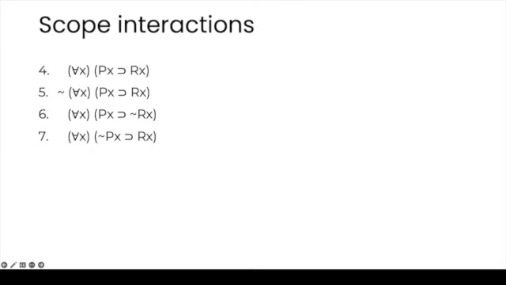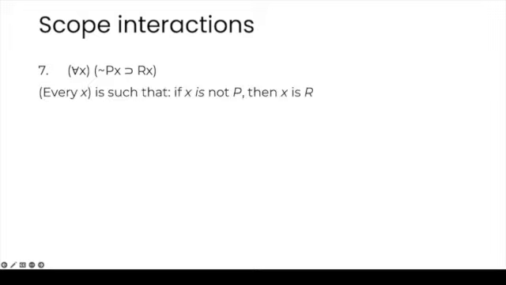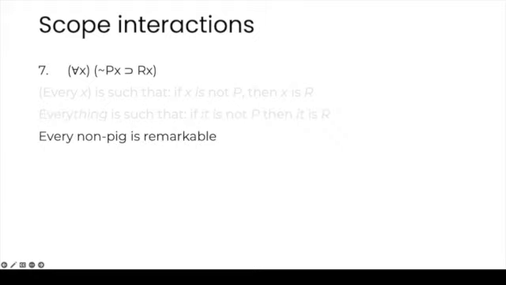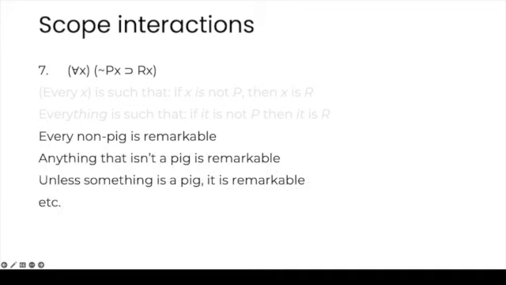So we have seen configurations 5 and 6, but there is another place where we could put the negation, which is in front of the antecedent, and we haven't discussed that. It's this. So let's try to find its English counterpart. And to do so, let's try to follow our steps in the reverse order. What we're saying is that every x is such that if x is not p, then x is r. And a bit more English-like is everything is such that if it is not p, then it is r, which would amount to every non-pig is remarkable. But we could also phrase it as anything that isn't a pig is remarkable, or unless something is a pig, it is remarkable.